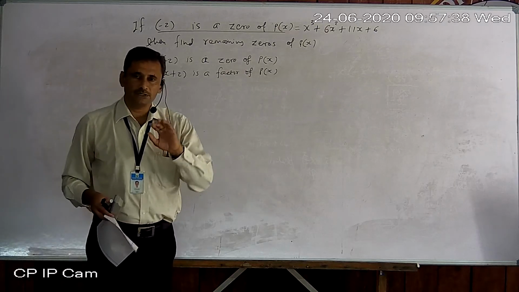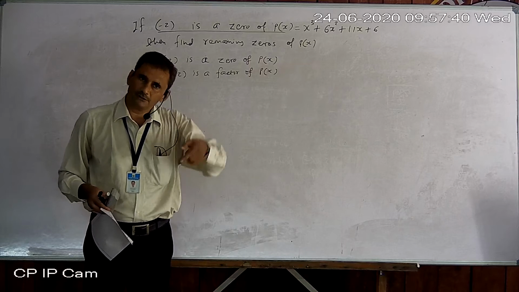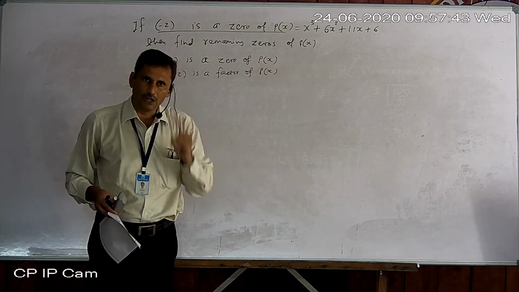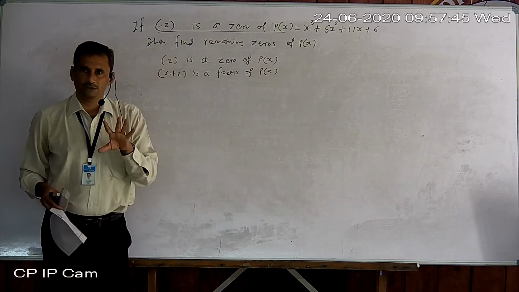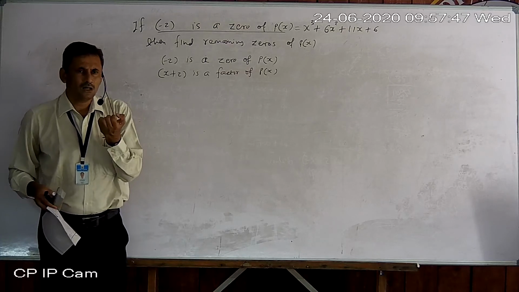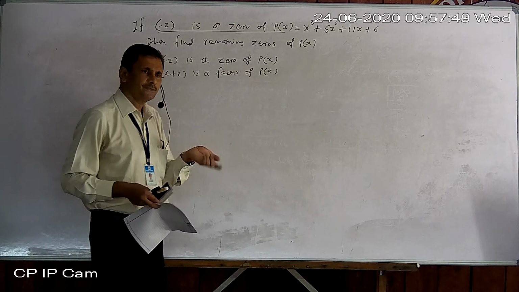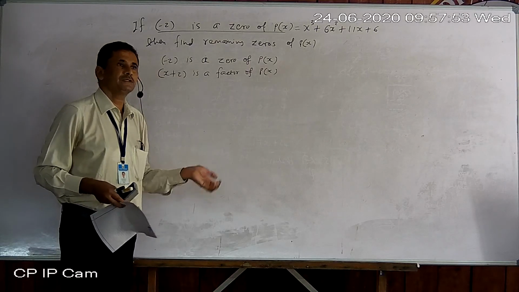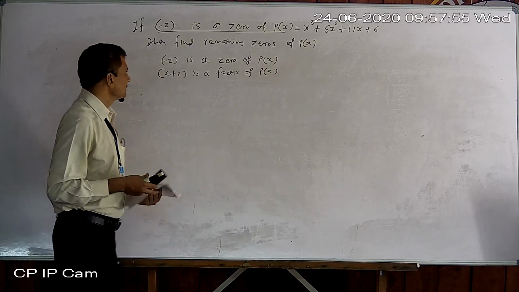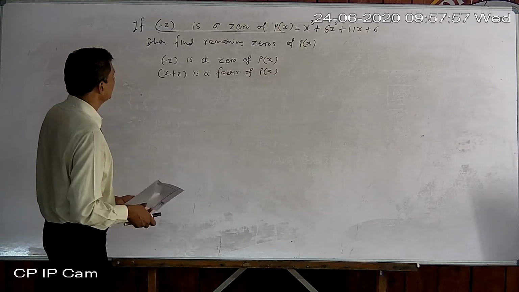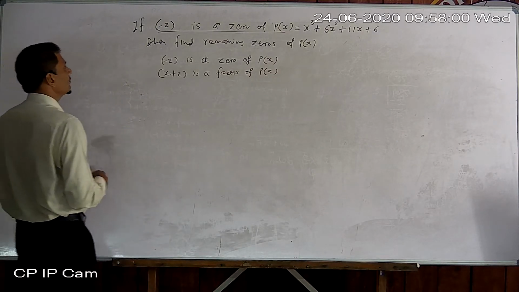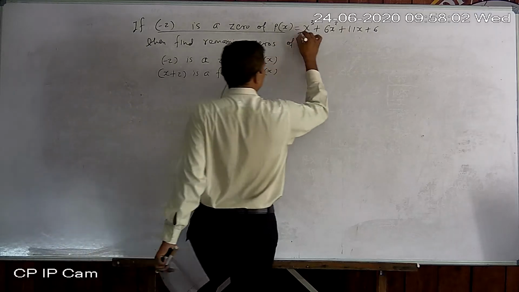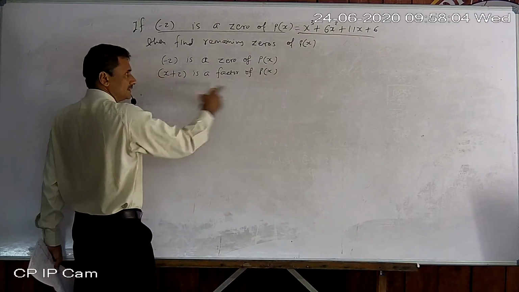So from one factor we get the remaining factors. From the remaining factors we get the zeros. So now zero or factor are not different. If a zero is given, you can say a factor is given. If a factor is given, you can say a zero is given. Okay. So now for finding the remaining ones, we have to divide the given polynomial by this factor, just like this.